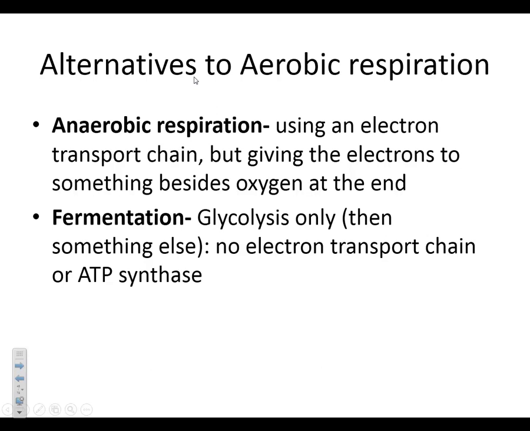One is anaerobic respiration. Some microbes can use an electron transport chain, but instead of giving the electrons to oxygen at the end, you understand what I mean by giving electrons to oxygen at the end, yeah? Instead, they give the electrons to something besides oxygen, like nitrate or sulfate, yeah? And so that is one thing. Humans can use their electron transport chains for oxygen and nothing else. So if there's no oxygen around, we can't do anaerobic respiration.